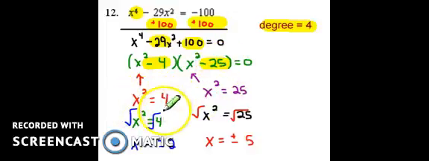To get rid of these squares, I'm going to do square root. That's how I got plus or minus 2, and that's how I got plus or minus 5. My degree is 4. Here's 4 answers. 1, 2, 3, 4.